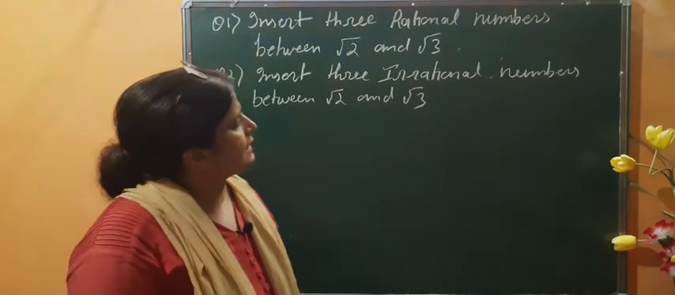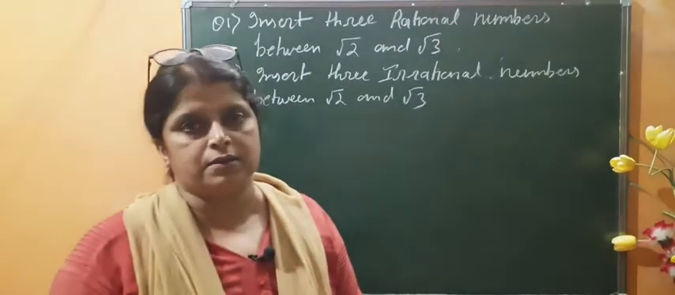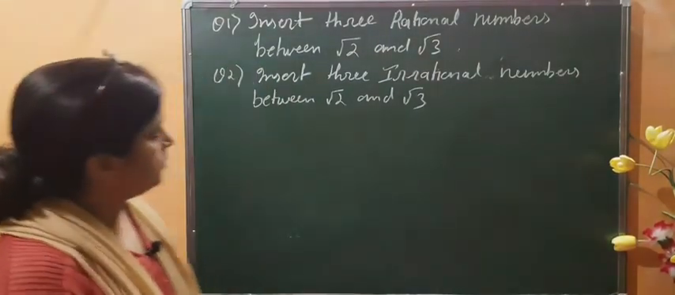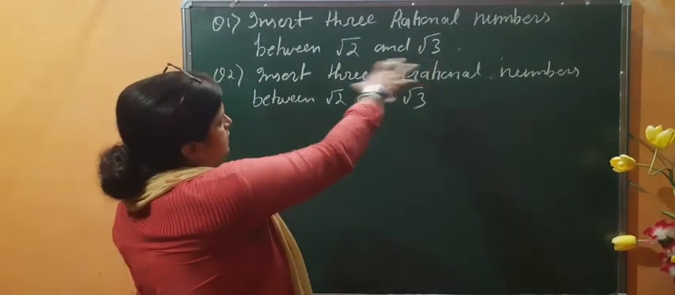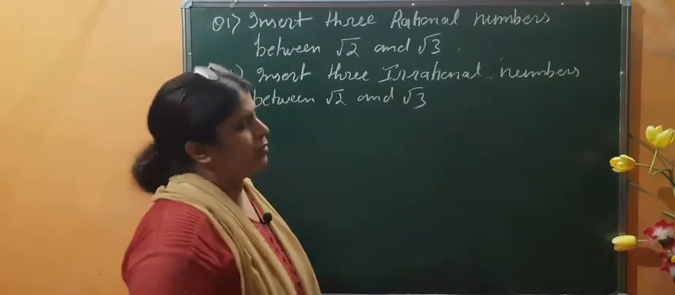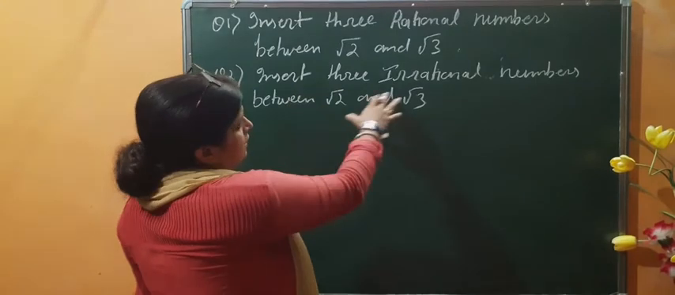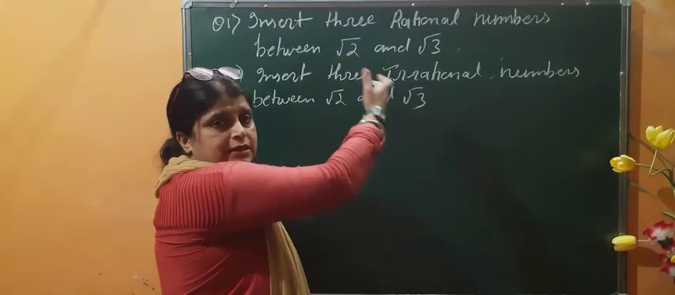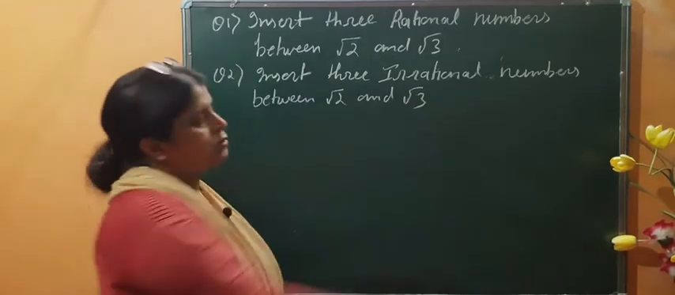Now these are the next type of questions asked in this chapter of rational and irrational numbers. So we'll solve that. Let's see what is given. Insert three rational numbers between root 2 and root 3. It may be root 3, root 7, root 5, root 11, anything. And insert three irrational numbers between root 2 and root 3.